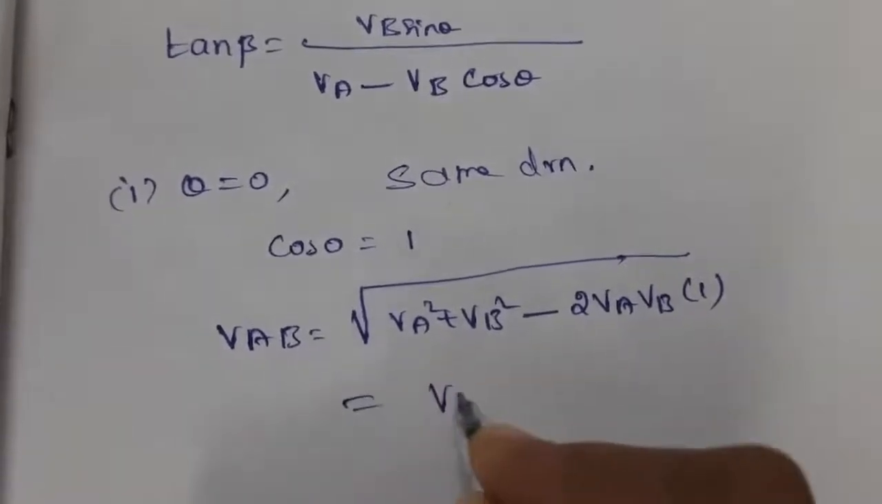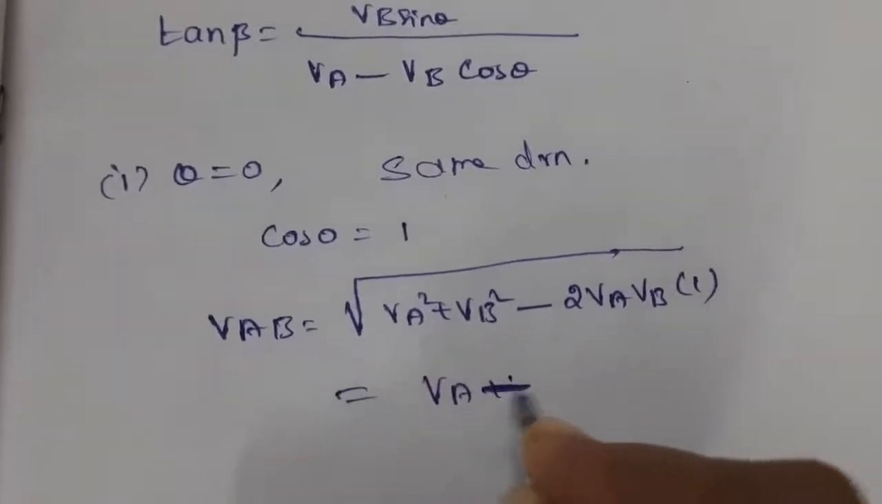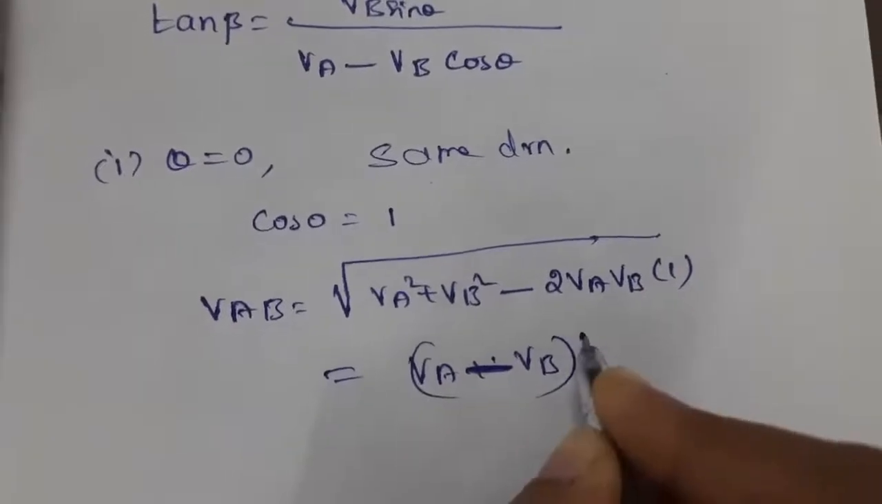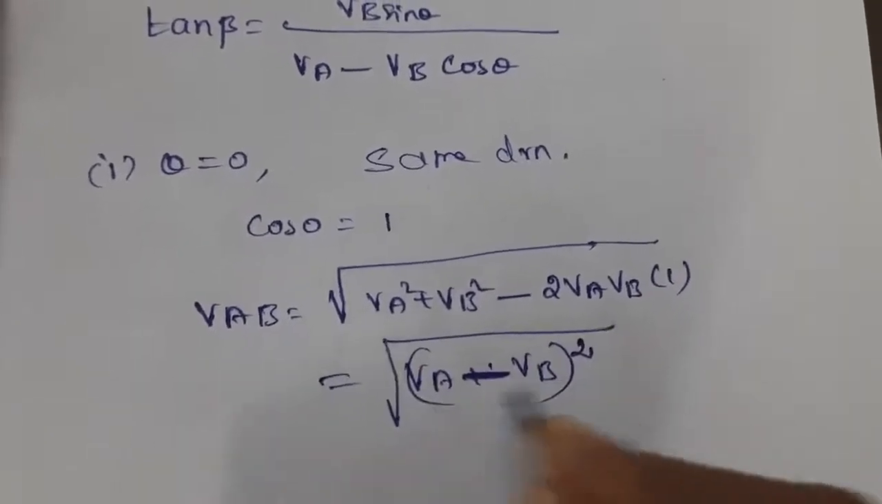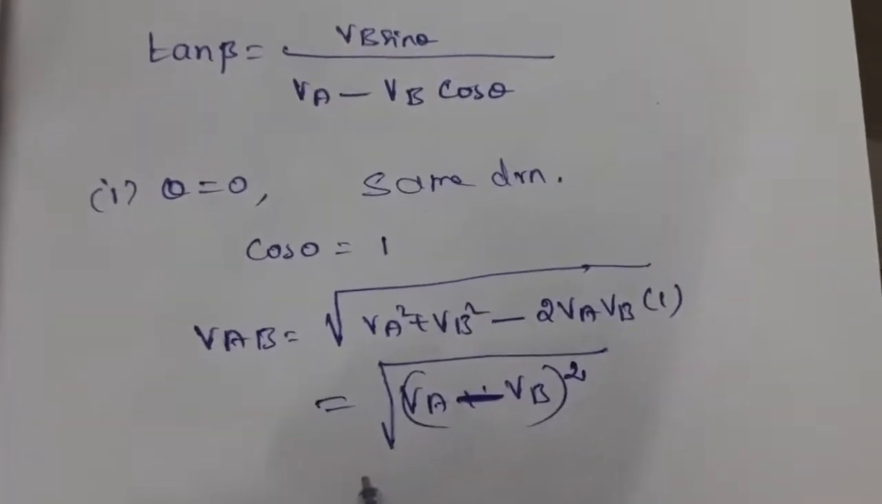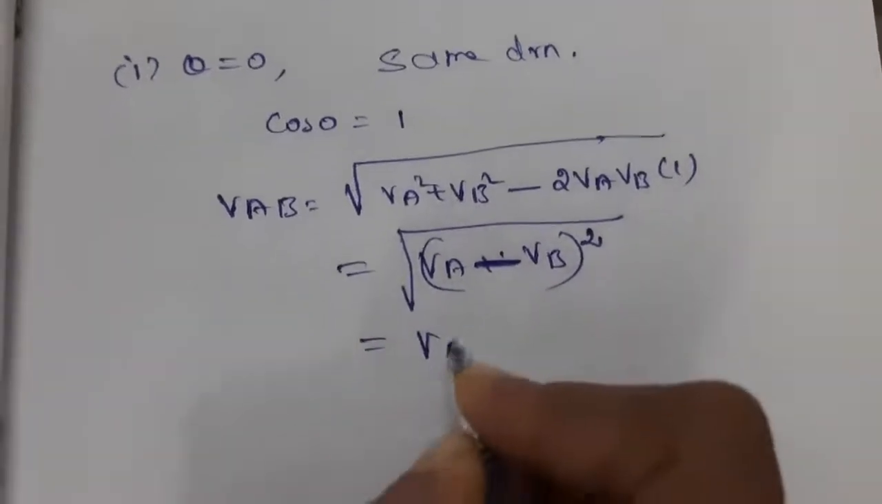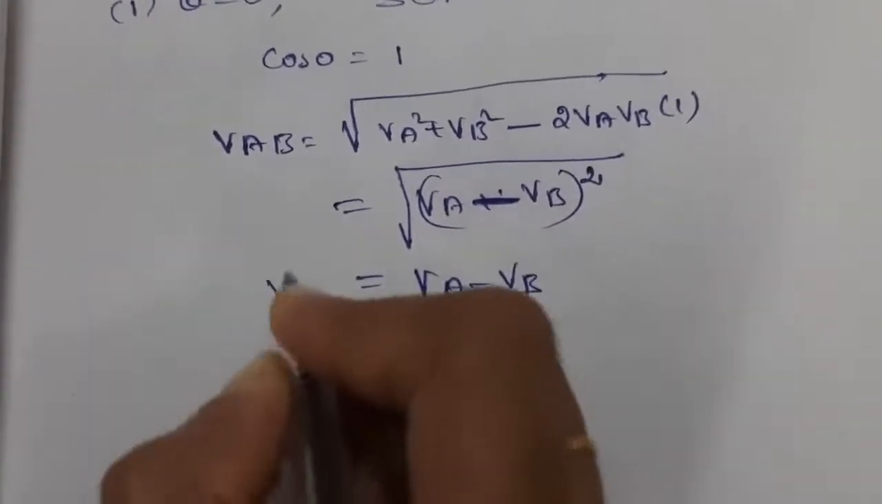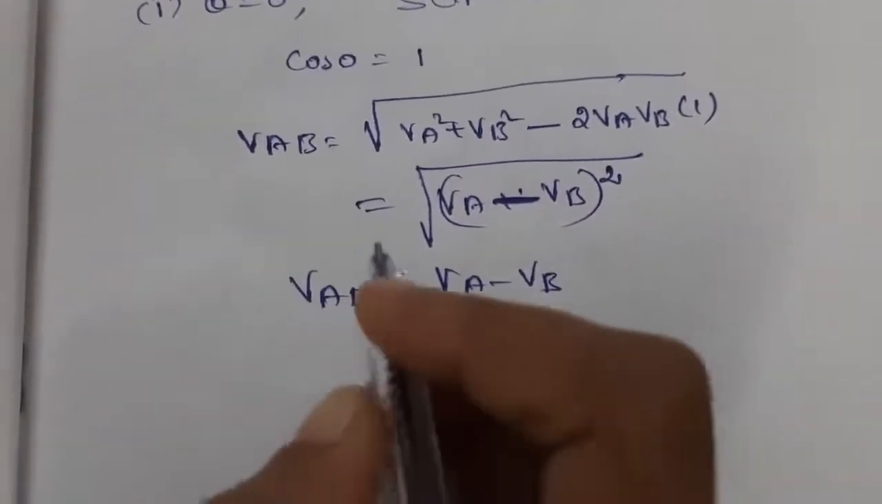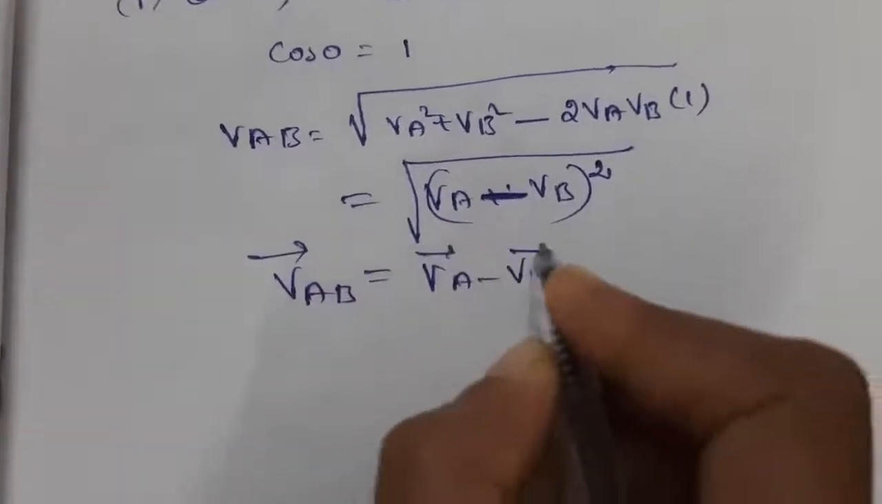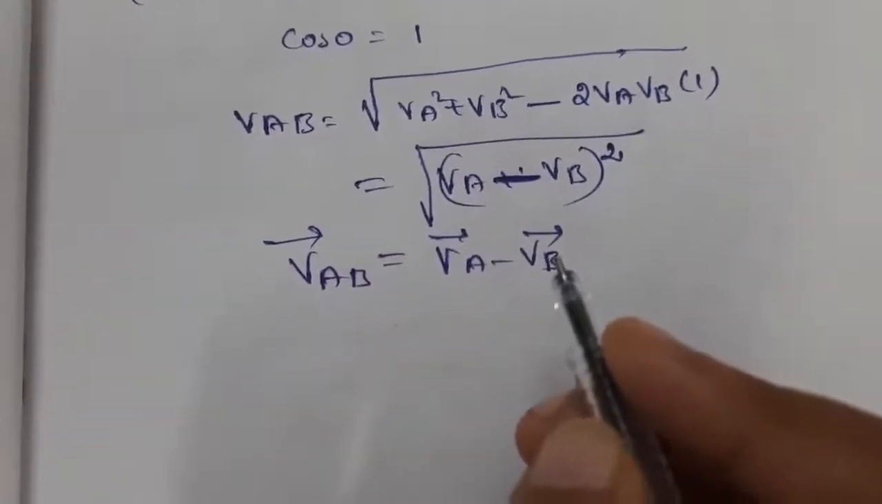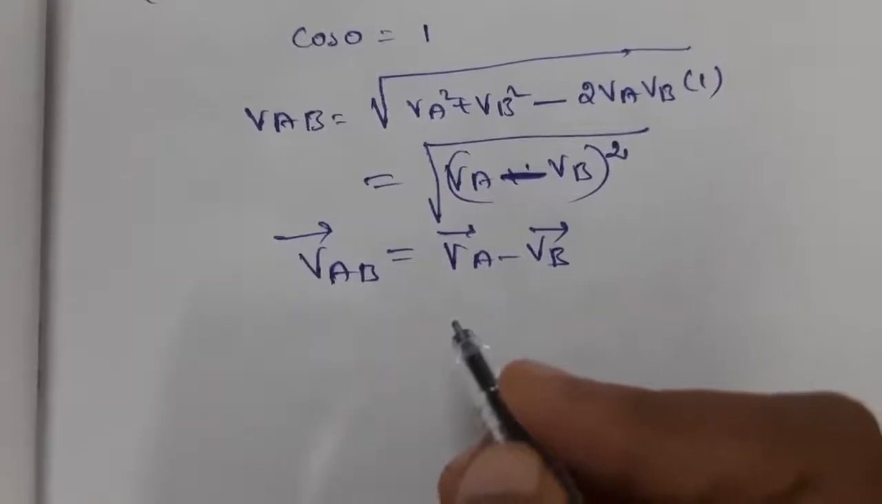That is nothing but VA minus VB the whole square. Square root of VA minus VB the whole square. So, we can write VA minus VB. So, VAB is equal to what? VA minus VB. This is the first point we have learned.